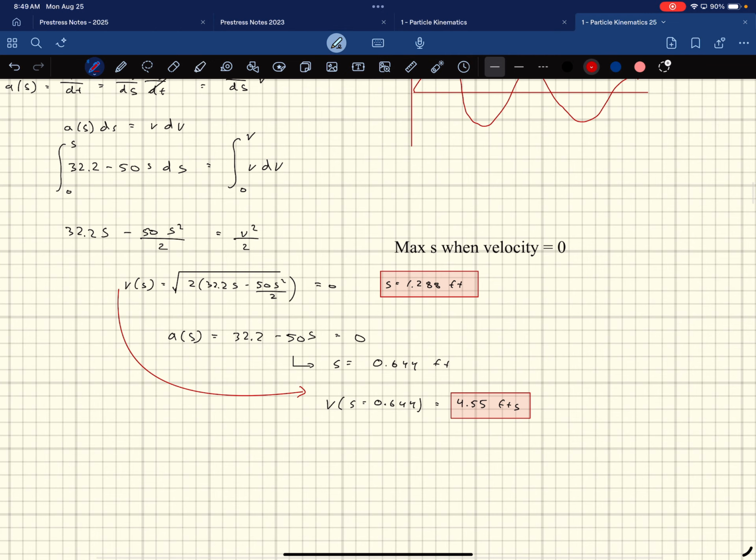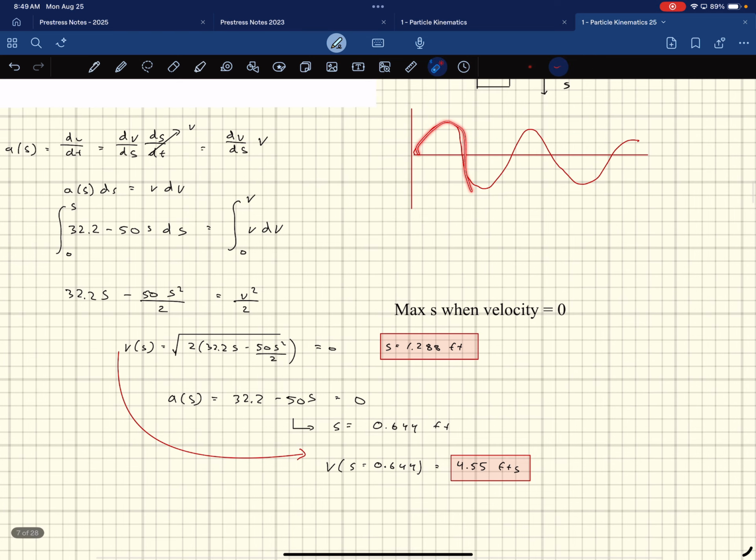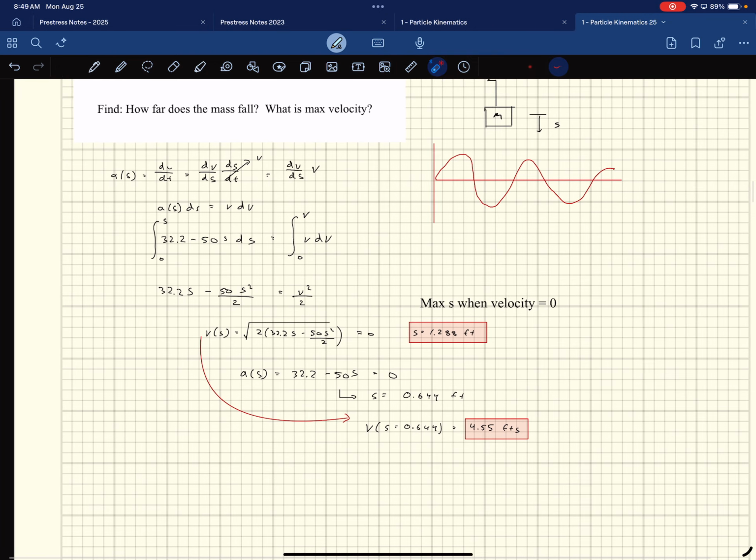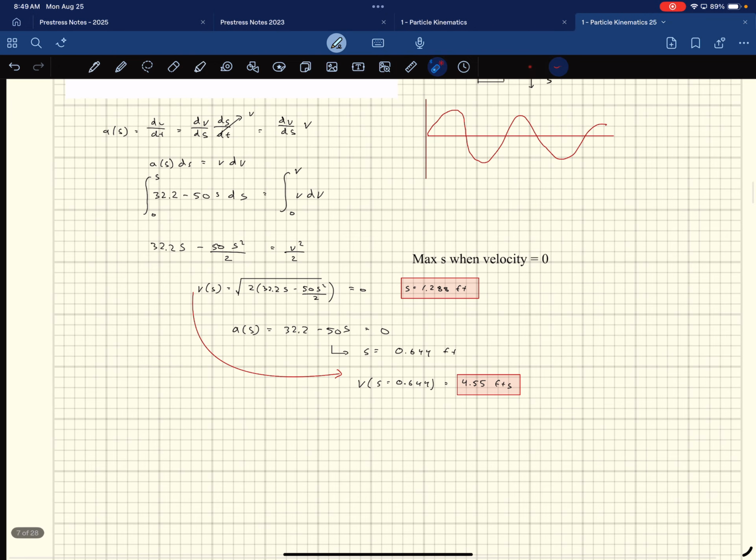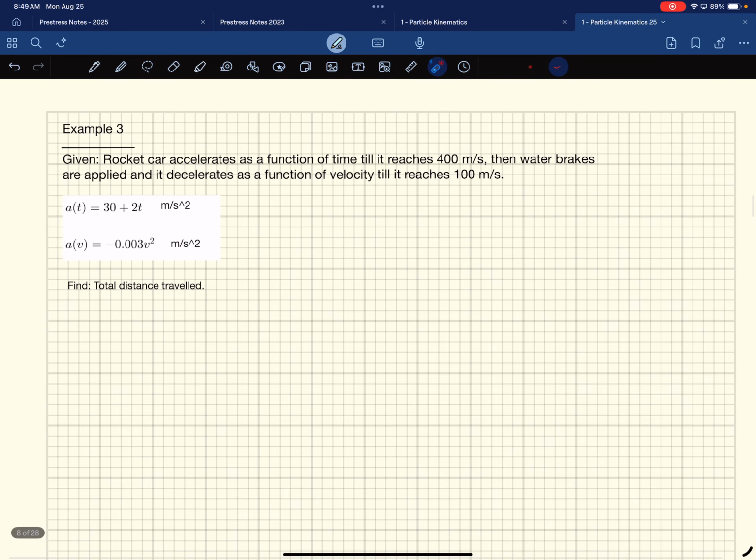Okay. Cool. And again, this is just at that instant, just for the first oscillation. If you were to plot that velocity as a function of position, you would get this going along. Okay, and then next time we'll do this other example.